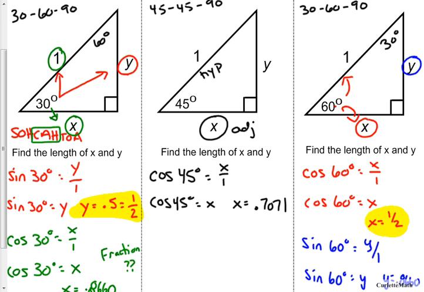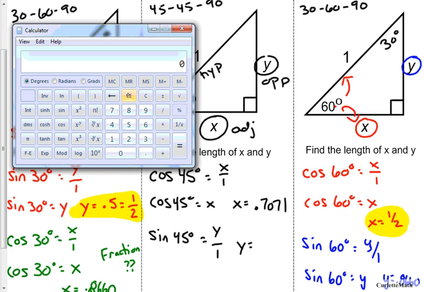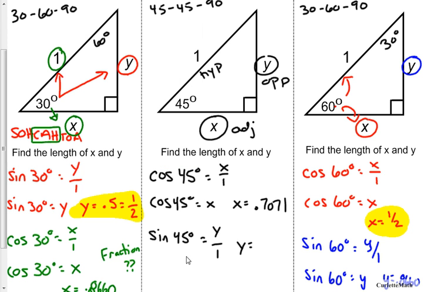Okay. And if I take the sine of 45 degrees, so I have y, this is opposite, and my hypotenuse, I will have y divided by 1. So again, that's just going to be the sine of 45 equals y. Clear out our calculator, 45, hit sine. We get the same answer. So we get 0.7071.